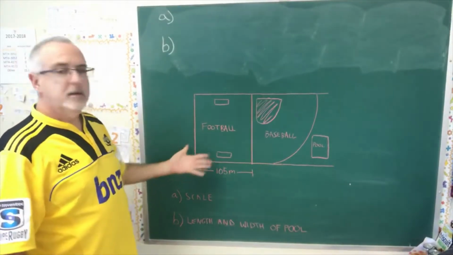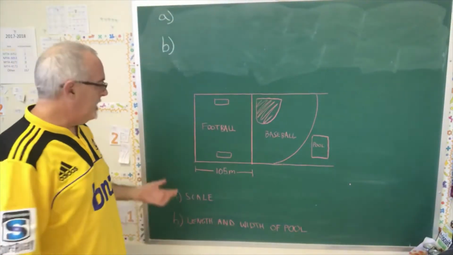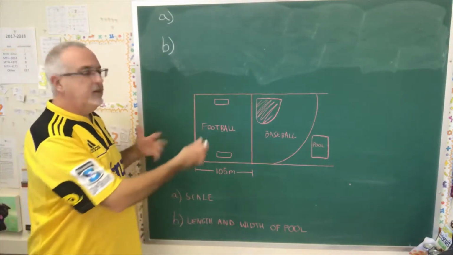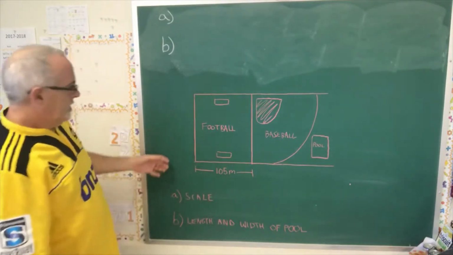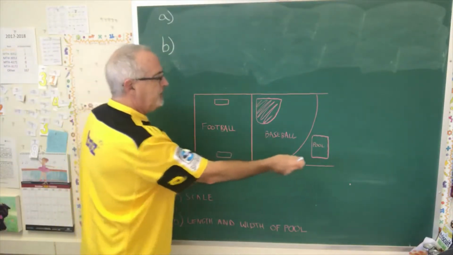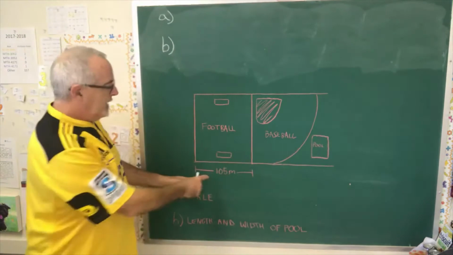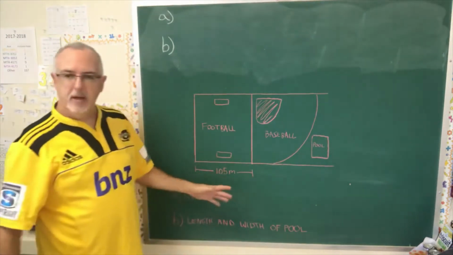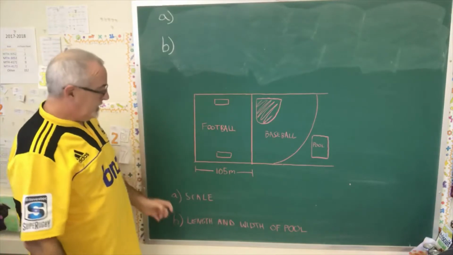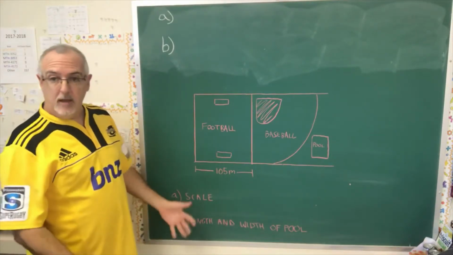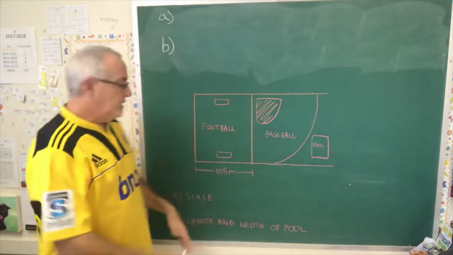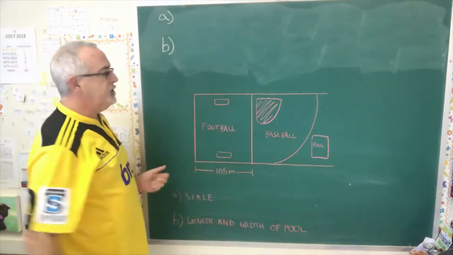Okay, so this is a typical question from the Math P023 course about scale of a map. This is a diagram of a park. We have the football field, the baseball field, pool, and we only have one dimension given. 105 meters is the width of the football field. But the question is asking us first, A, give the scale, and B, what are the length and the width of the pool? So we can answer all of these questions with the information given.